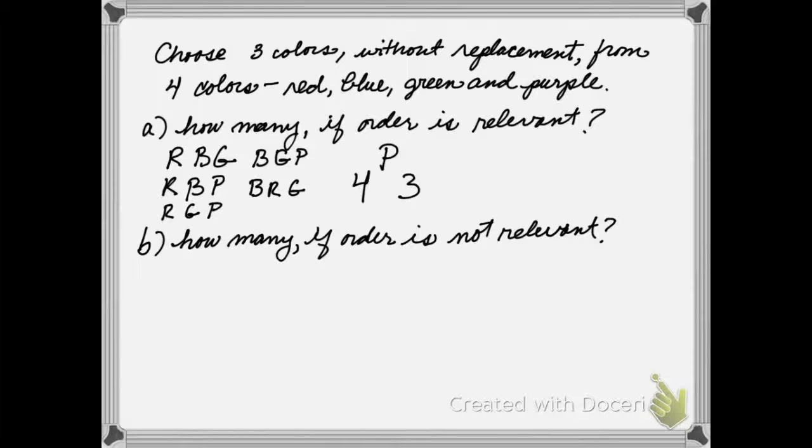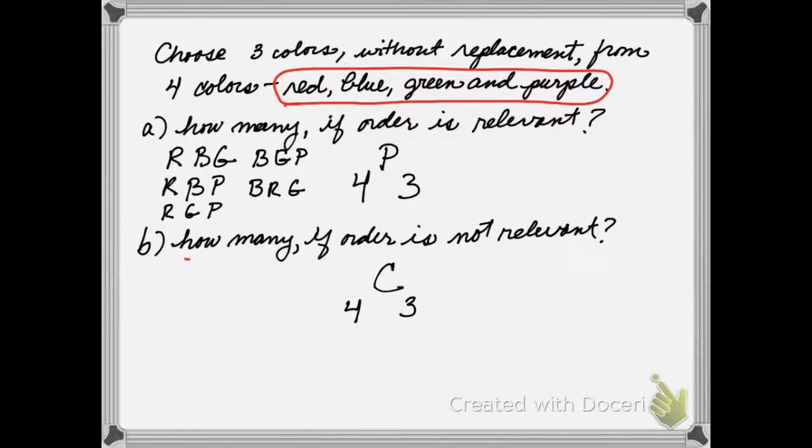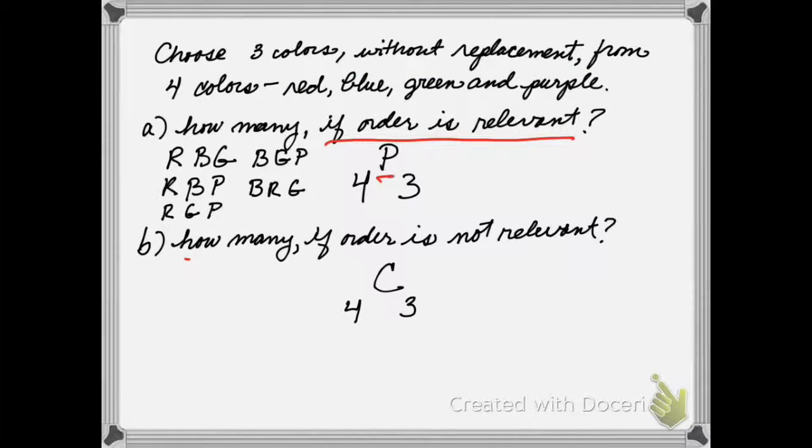If order is not relevant, and let's just skip down to B here. How many ways are there to do this if order is not relevant? Then I'm going to have my 4 and my 3, and I'm going to choose the C. So if I'm selecting from a group of items, and I want to see how many ways there are for me to select from that group, I look at if order is relevant, I'm going to use P, the permutation, and if order is not relevant, I'm going to use C, the combination.